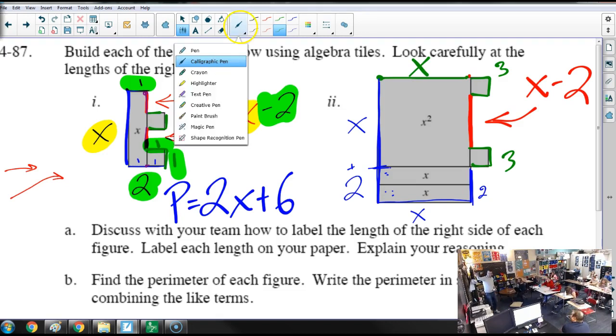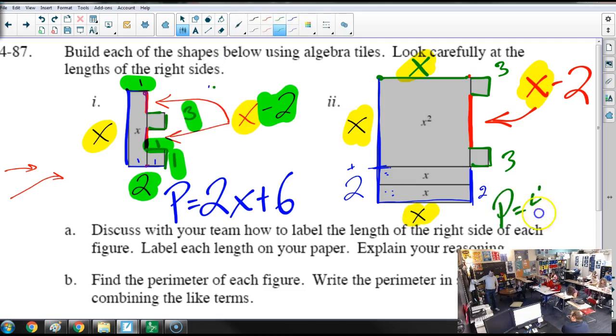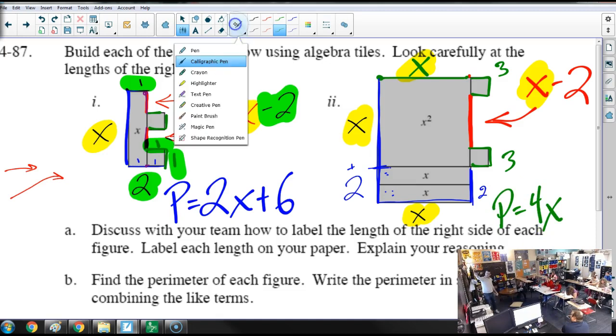Now gather your like terms. How many x's? 4. I'm going to switch back to the right color. X, X, X, X. Remember, this minus 2 doesn't matter. We're just looking for x's. Then we'll get the minus 2. So perimeter equals 4x. Now let's get our constants.